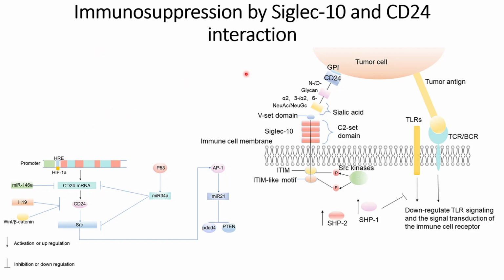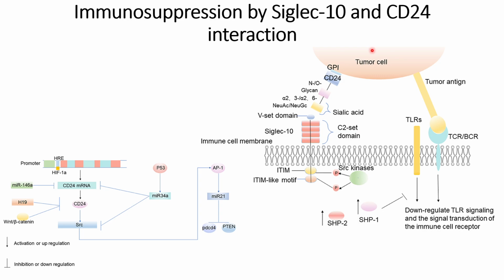In this video, we will discuss how immunosuppression occurs when Siglec-10 on the immune cells and CD24 on the tumor cell interact. We have covered briefly how the Siglecs lead to immunosuppression by interacting with the tumor cells.